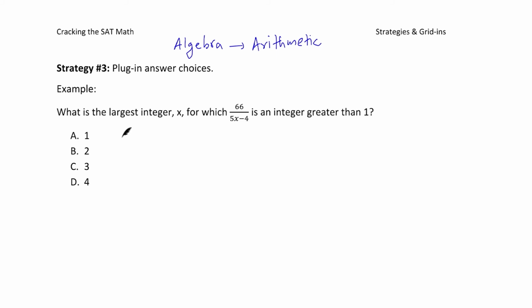What is the largest integer X? I will immediately underline this. This seems to be one of the target answers. What is the largest integer X for which this expression 66 over 5x minus 4 is an integer greater than 1? Okay, so we've got two target answers now. One is this. We need the largest integer X for which this expression is an integer, a whole number greater than 1.